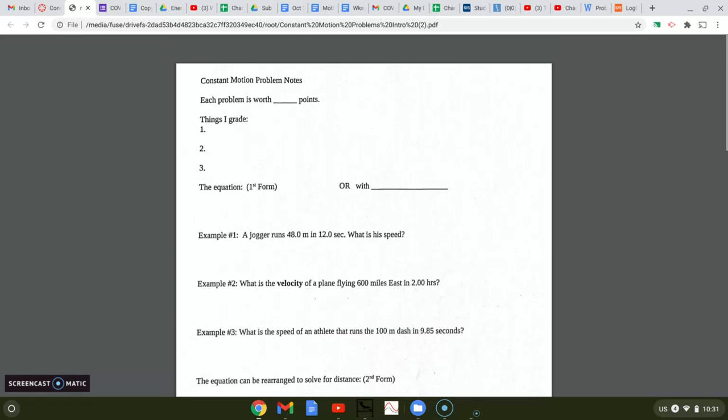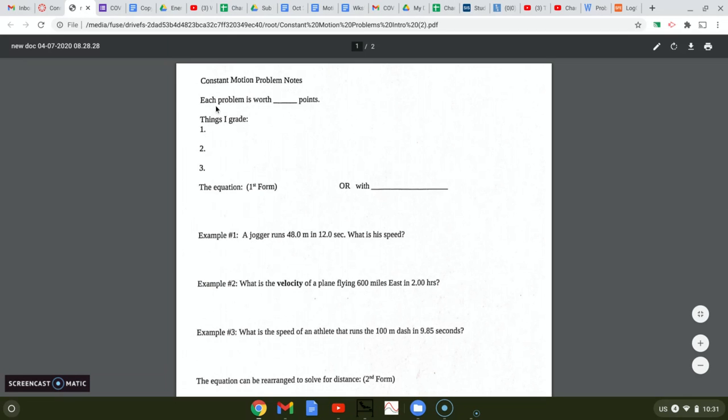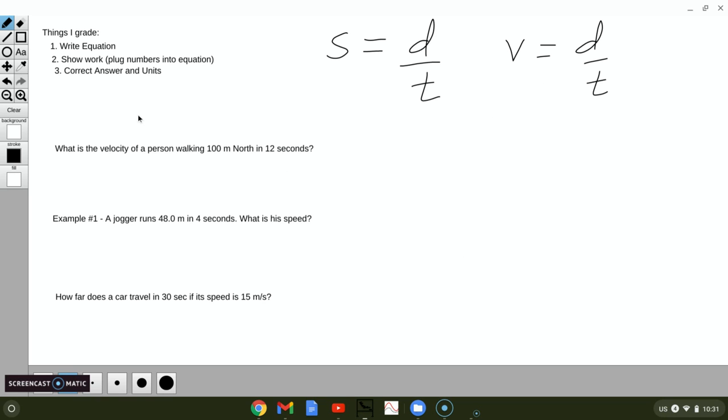Let's take a look here, and you'll notice that each problem is worth 3 points, and there are 3 things that I grade. 1, you write the equation. 2, you show work by plugging numbers into the equation, so the numbers that you use, you write them down and show me what you did mathematically. And then finally, because I am a teacher, at some point I want you to get the correct answer, the correct answer with units.